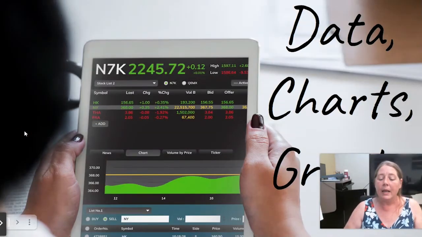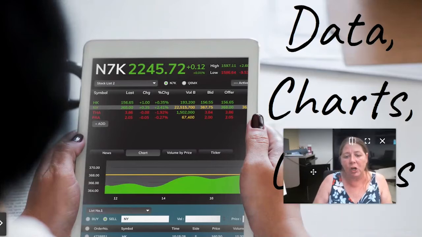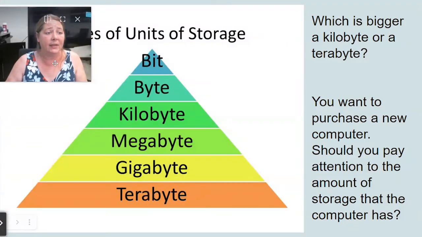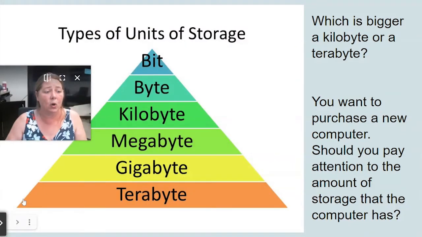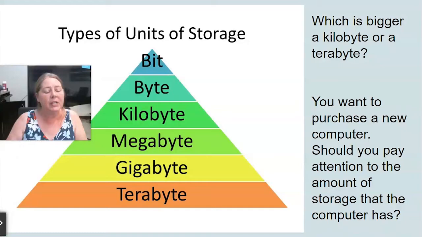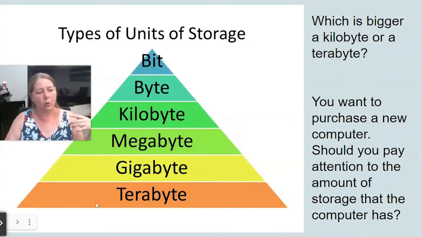All right. This week in data, charts, and graphs, my favorite part of every lesson, let's look at some information about the types and units of storage. So the smallest type of storage is a bit. That's a 1 or a 0 in computer language. And the biggest type that we usually encounter at the store when we're shopping for computers are terabytes.